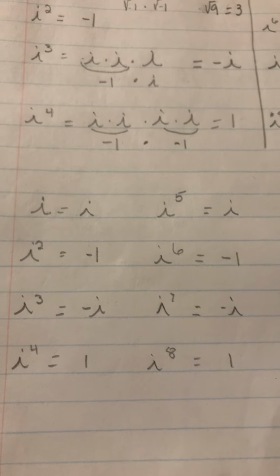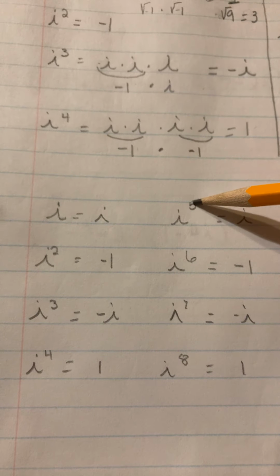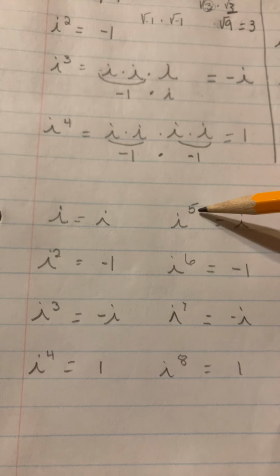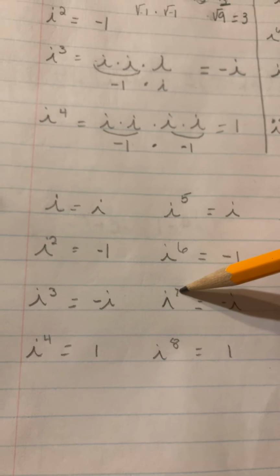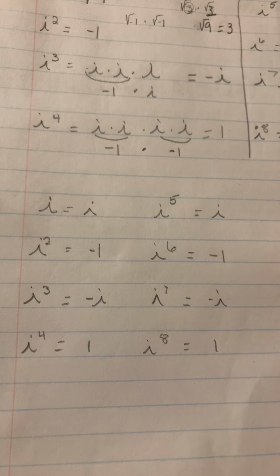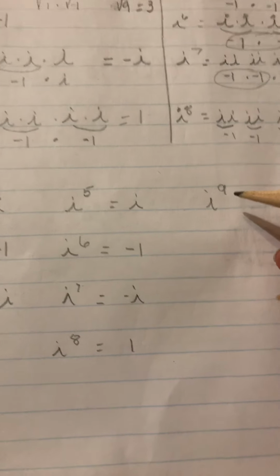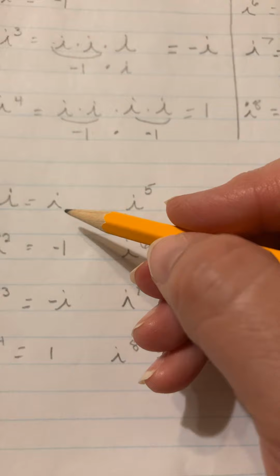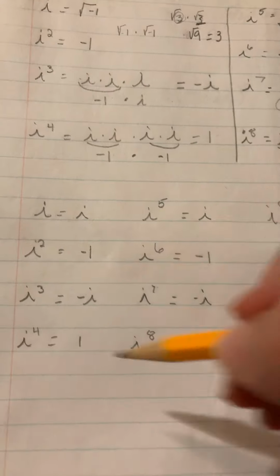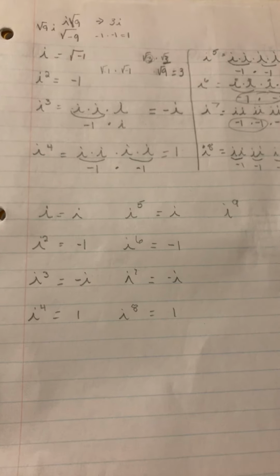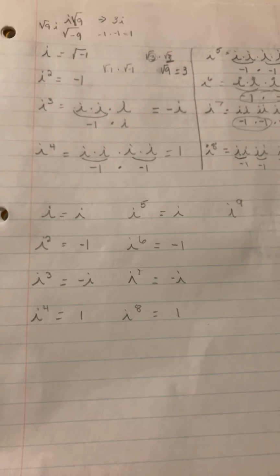So you're taking out multiples of 4. 5 minus 4, 6 minus 4, 7 minus 4, 8 minus 4. And if we have i to the 9th, the multiple of 4 would be 8, so it's 9 minus 8, and we're right back to i to the first. You can work your way out like that. It just keeps looping. So that's your basics on i's.